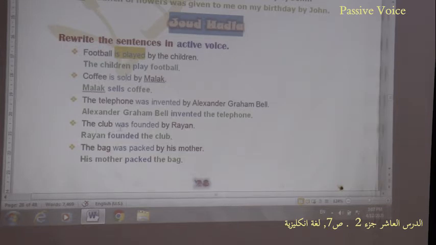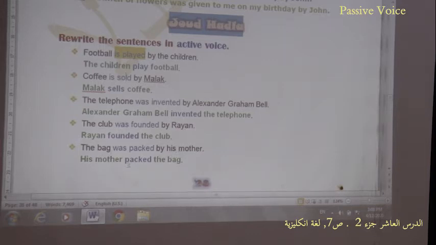Now the club was founded by Brian. So found, founded, founded. Please pay attention. I am not talking about find, found, found. Here found, founded, founded, a regular verb. So the club was founded by Brian. So Brian founded the club, and here it is in the past simple, active. In the first sentence it is a past simple, passive. Here past simple, active.